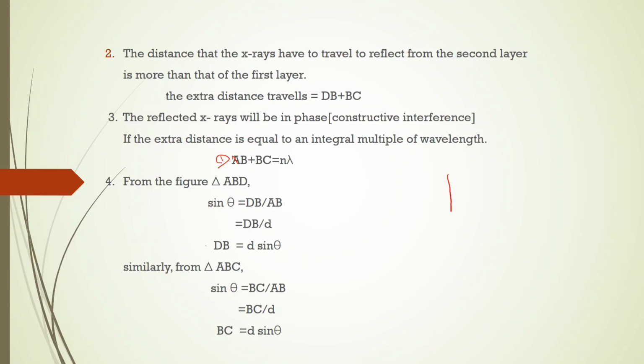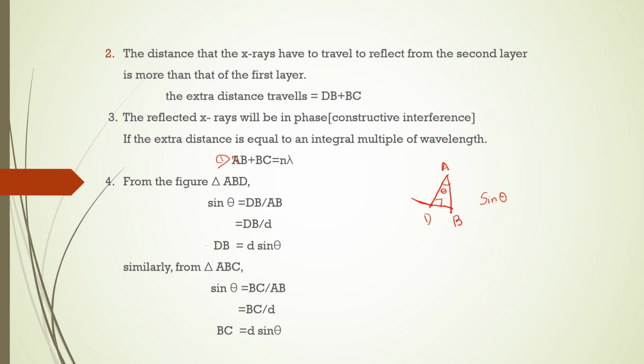This is a right angle triangle. So in this right angle triangle, this is A and this one is B and this one is D. Here the right angle is at this point. So here is theta.